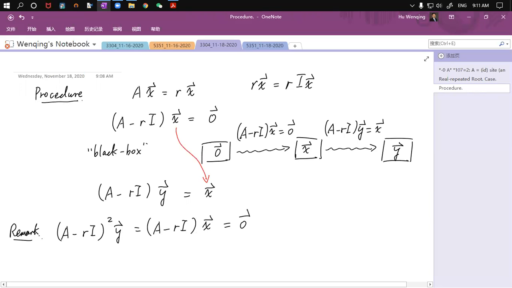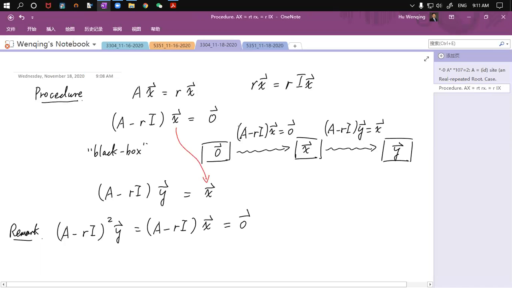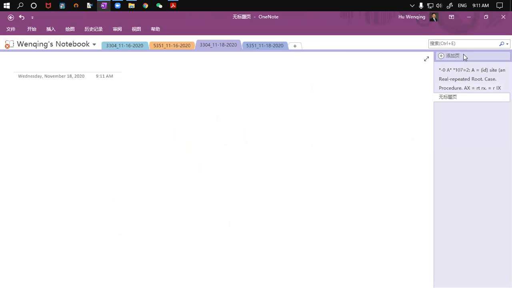So once you have all this, you find another vector y. Basically, we have found one vector x, which is the original eigenvector. But based on this eigenvector, using this input-output analysis, you find another vector y. So there are two vectors, x and y. And then the general solution is subject to the following formula: x of t equals c1 e to the power rt times x.